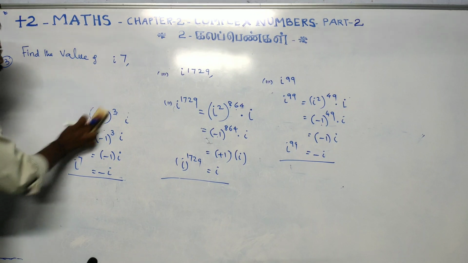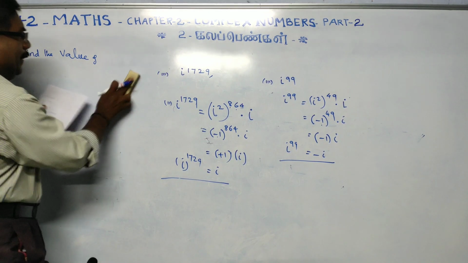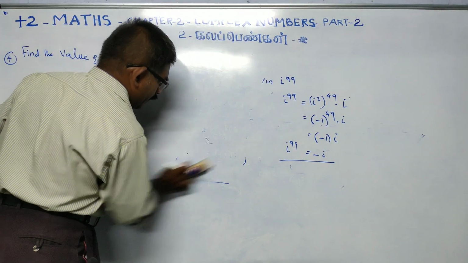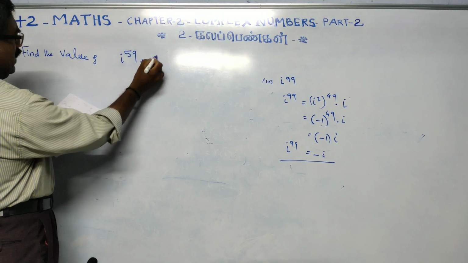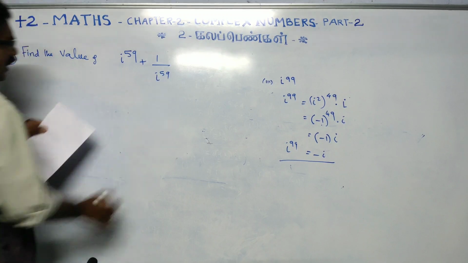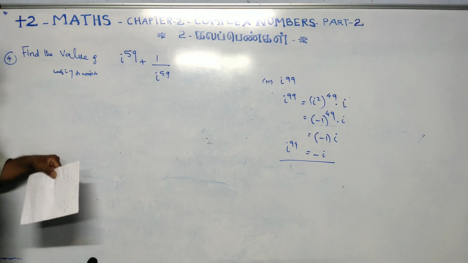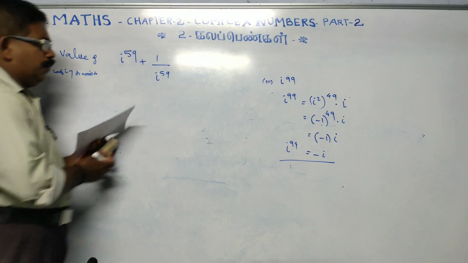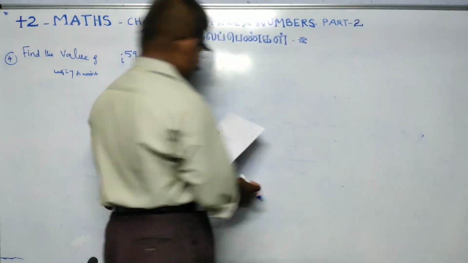Fourth question. Find the value of i power 59 plus 1 by i power 59. Find i power 59, then put 1 by i power 59, and we will get the answer. Even if we write it directly, we can find it. Okay, next one.